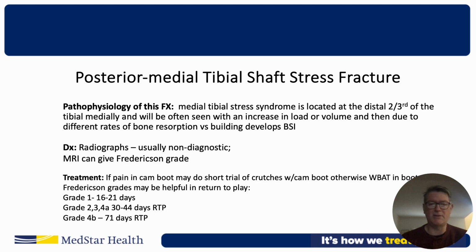And the classic posterior medial tibial shaft. It's going to be that distal 2/3 posterior medial portion of the tibia. Almost universally, X-rays are negative. You can get the MRI to get a Fredericson grade for the stress injury. The stress fracture grades are 1, 2, 3, 4A, and 4B. The higher the grade, the longer it usually takes to get better. With this particular injury, some of the literature out there suggests that if you've got a grade 1, you're looking at maybe 3 weeks. Grade 2 and 3, about a month. Grade 4s start to go on to a month and a half, sometimes even much longer, depending on how severe it is. And that can help guide your athlete back.